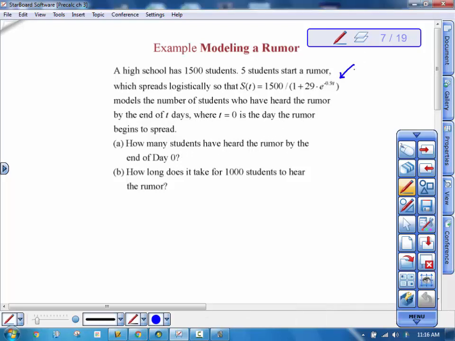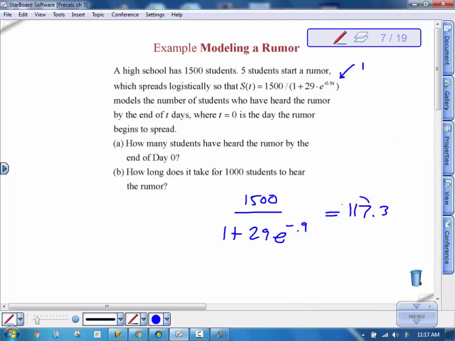We would enter in a 1 right here for this T. So we get 1,500 over 1 plus 29e to the negative 0.9. This is just something you'd have to evaluate in your calculator, starting with the bottom first, obviously. And you get about 117.3 students, so about 117 students.